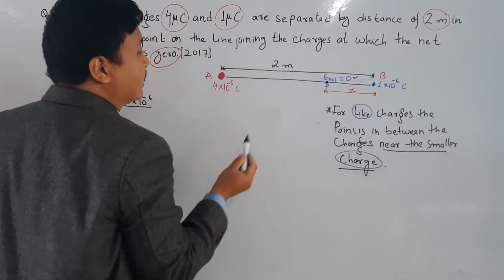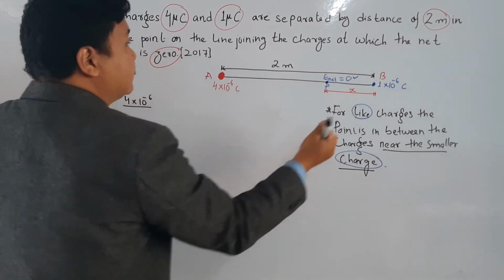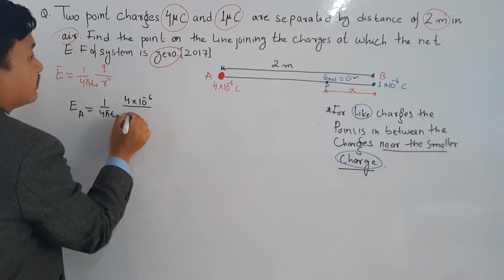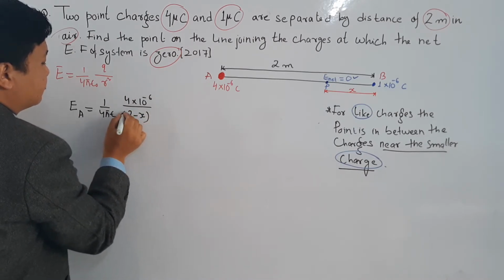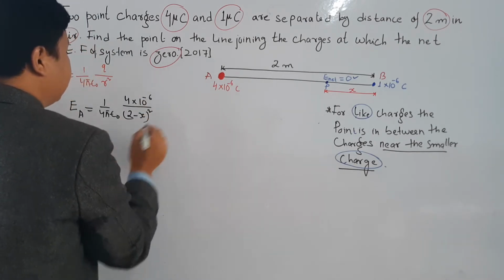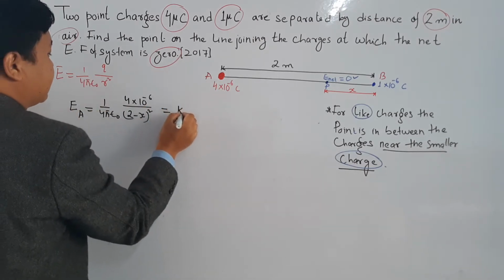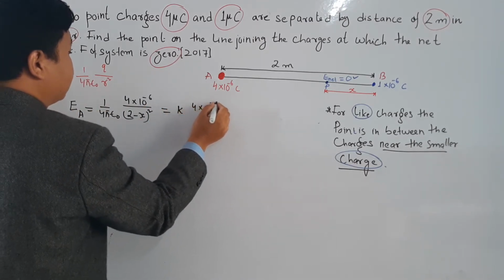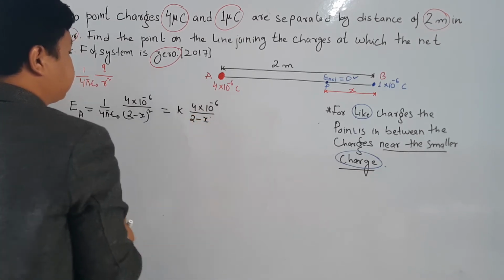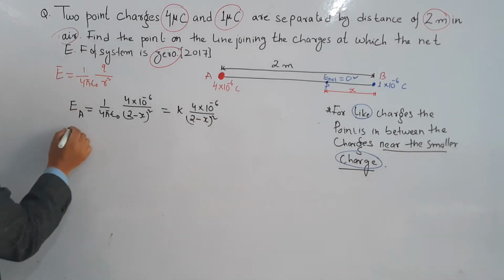Okay, because I want to find electric field here. So from this to this is how much? You take the whole distance and subtract this, you will get that much. So this will be 2 minus x whole square. So this will be equal to, let me write this, 1 by 4 pi epsilon naught as k, 4 into 10 to the power minus 6 divided by 2 minus x whole square. Okay, it is done. Now how much is EB?